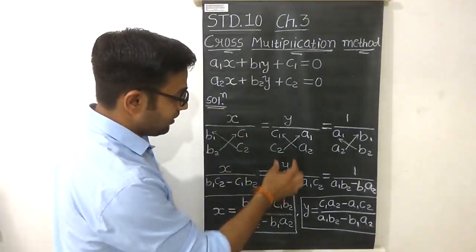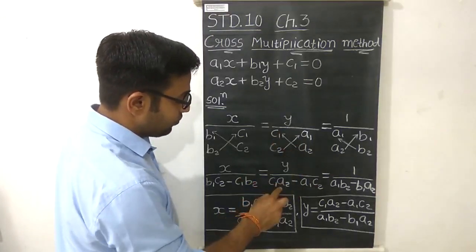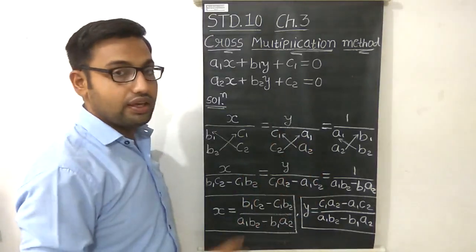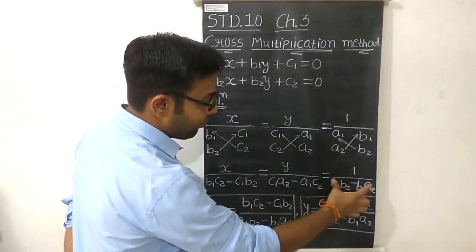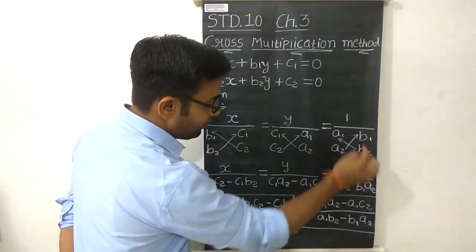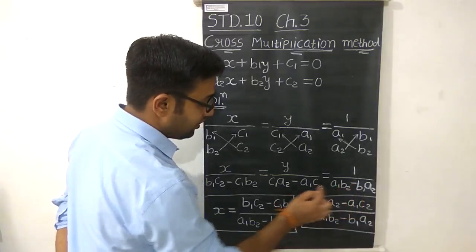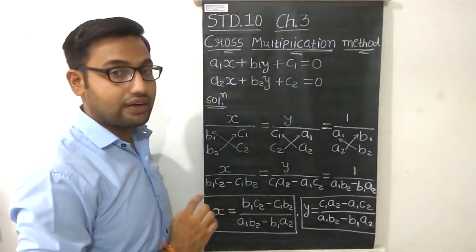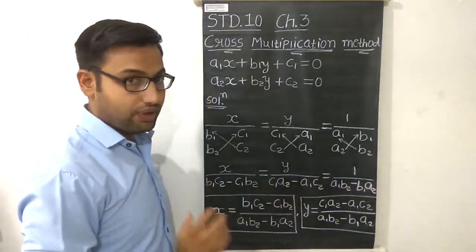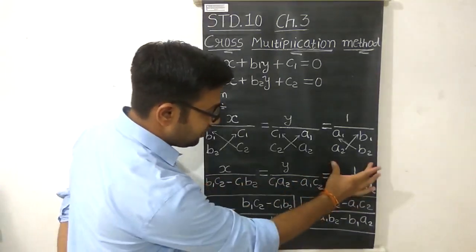In the same way, in the denominator of y, we multiply c1, a2 minus a1, c2. In the same way, for 1 upon, we multiply a1, b2 and a2, b1, or b1, a2, but we have to put the subtraction sign here. As these three values are equal, now we will compare this portion with this.